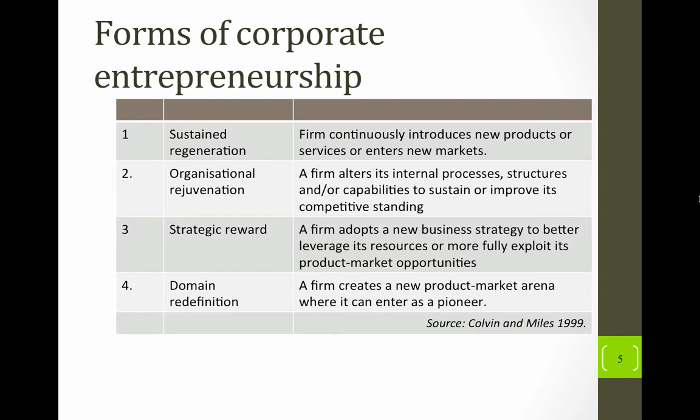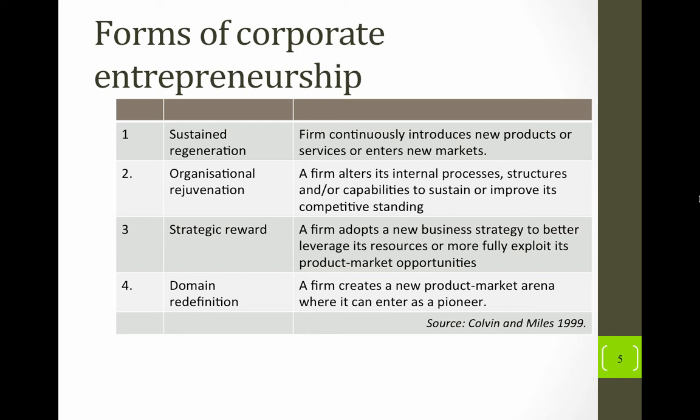And from the same article, Forms of Corporate Entrepreneurship talks about what we often think of as just innovation, a firm that continuously introduces new products and services or enters new markets. In other words, it's always evolving.